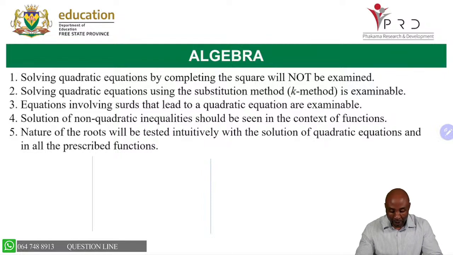Solution of non-quadratic inequalities should be seen in the context of functions. So quadratic inequalities are examinable, but the ones that are not quadratic, we have to see in the context of our functions. The nature of roots will be tested intuitively with solution of quadratic equations and in all prescribed functions. For which values of this will this have two real roots? Remember that, shifting our graphs up and down.